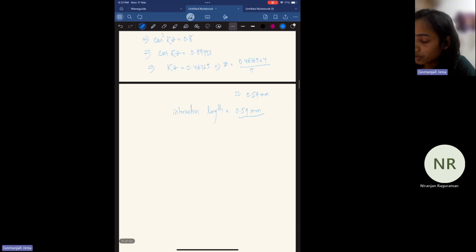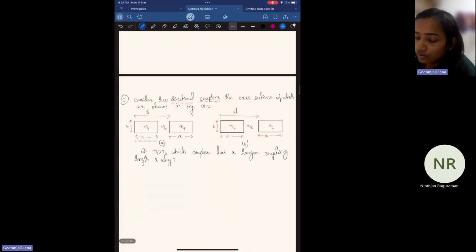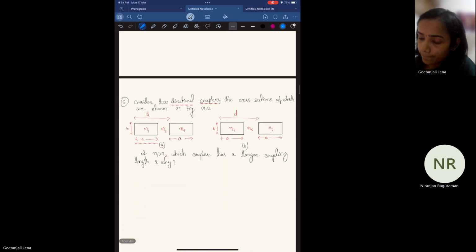Let us move to our next problem. So the next problem is a bit conceptual one. Please go through the question once, and let me know what is your answer for this.